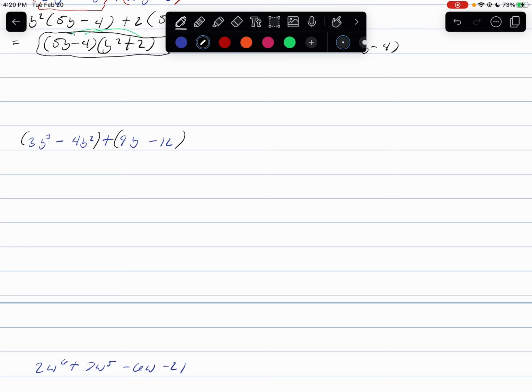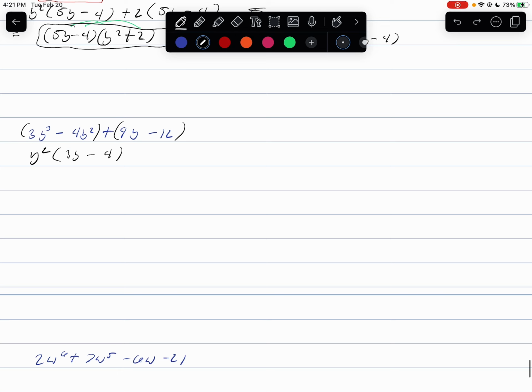And we have y to the third and y squared. So once again, we can actually pull out a y squared, and we're going to be left with 3y minus 4. Okay, and then here we can factor the second part of this expression. We can factor out a 3, because our factors of 9 are 1, 3, and 9, and our factors of 12 are 1, 2, 3, 4, 6, and 12. So our greatest common factor is going to be 3. And if we divide each of these terms by 3, we'll have 9y divided by 3, which is going to give us 3y, minus 12 divided by 3, which is going to give us 4.